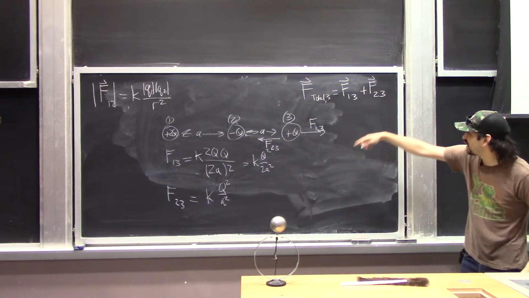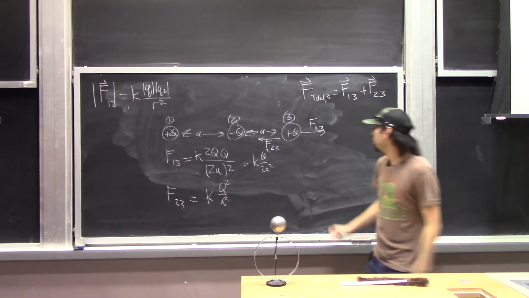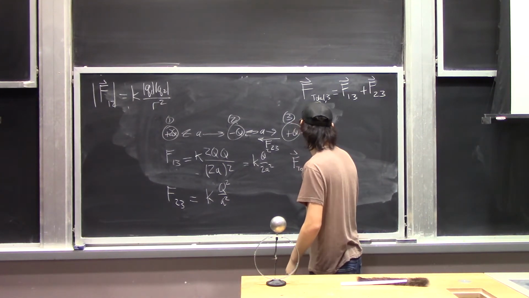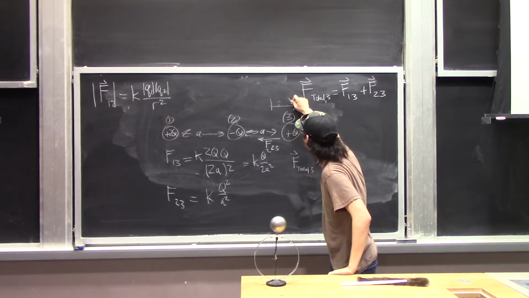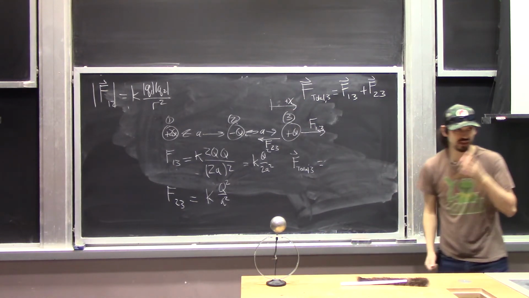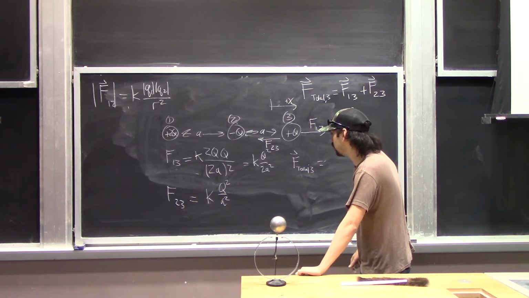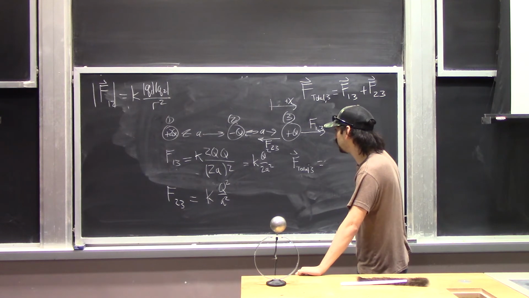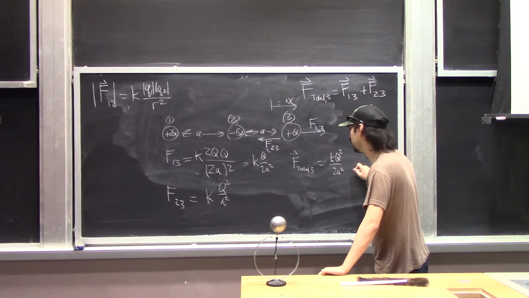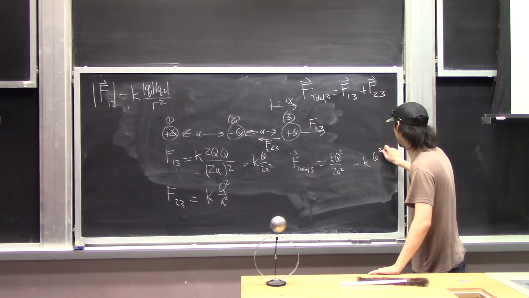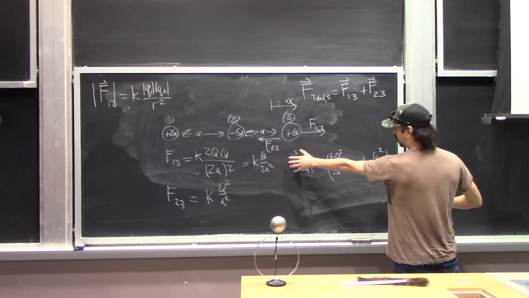And so when we want to add these together to find the total force, we need to take that into consideration. So this total force, F total on 3, is going to be equal to, we're going to say that to the right is the positive x direction. That's a pretty standard convention. So this is going to be equal to kq squared divided by 2a squared minus kq squared divided by a squared, and this all gets a unit vector i hat, because we have a vector sign here, we need a vector sign here.